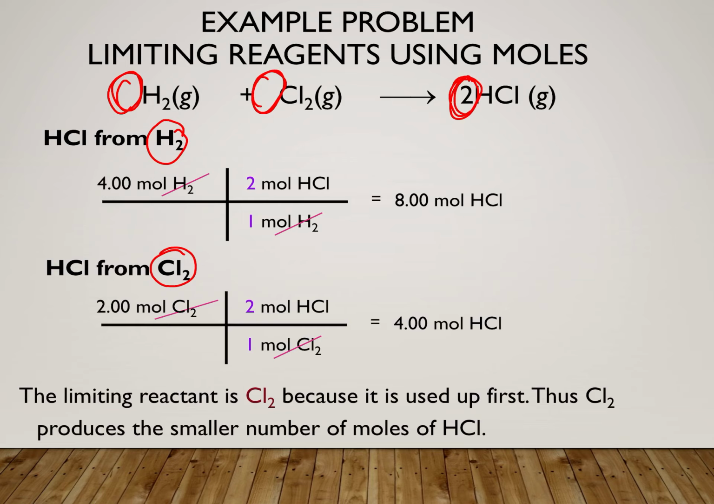And then we are going to look and figure out which one produces less. So this one produces less, the one from chlorine. So that means that chlorine is our limiting reagent because it produces less product. The chlorine will get used up first. There will be extra hydrogen left over. So chlorine is our limiting reagent. It produces less HCl, and this would be our theoretical yield. Because we can't make 8 moles of HCl, we will run out of chlorine before we can. Chlorine can only make 4 moles of HCl, whereas our hydrogen could make 8.